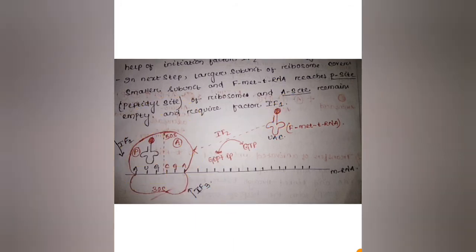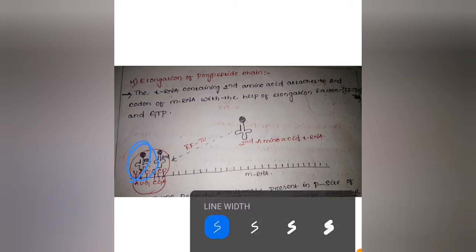Next heading is elongation of the polypeptide chain. Here, tRNA containing the second amino acid attaches to the second codon of mRNA. The tRNA with the second amino acid arrives with the help of an elongation factor, that is EF factor, and GTP, guanosine triphosphate. So here the first tRNA is present with the first amino acid and the second tRNA with the second amino acid.